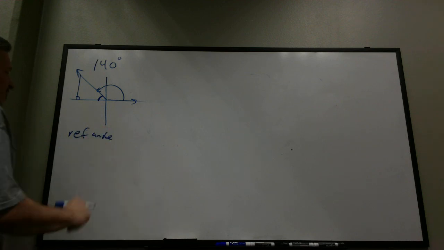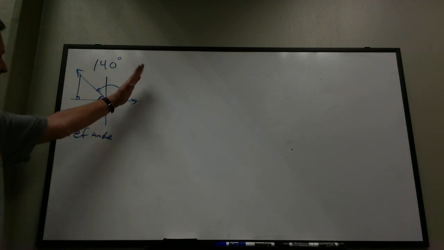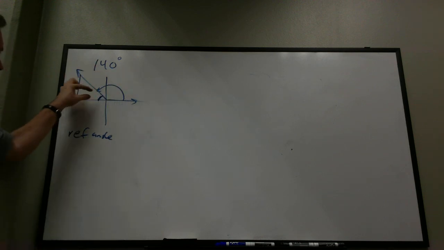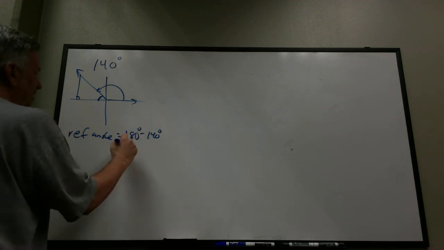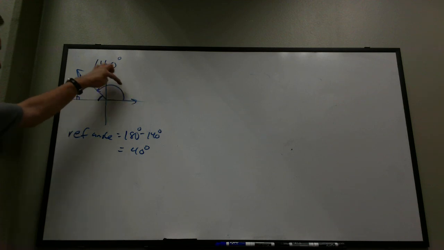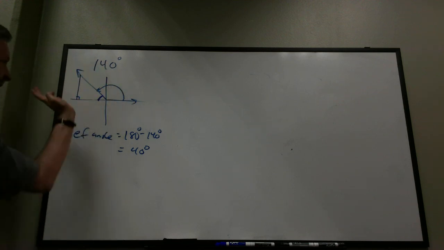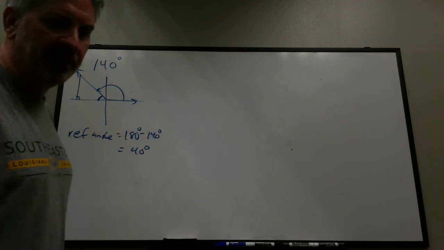But how do you compute that? Well, halfway around is 180 degrees, and we've used up 140. So to get that angle right there, it's 180 degrees minus 140 degrees, which is 40 degrees. So the reference angle is 40 degrees, because 140 plus 40 is 180. Once you draw the picture, you can figure out what you need to do.